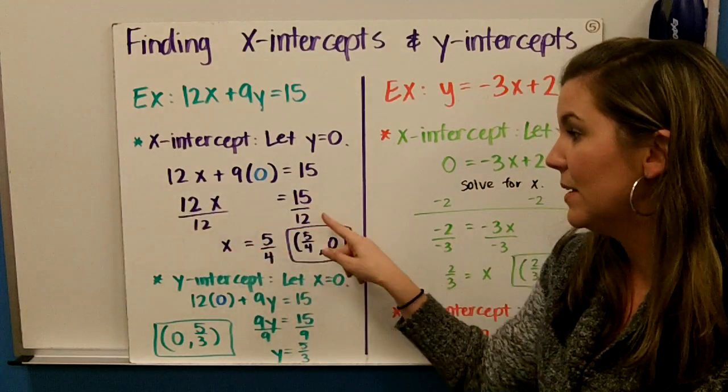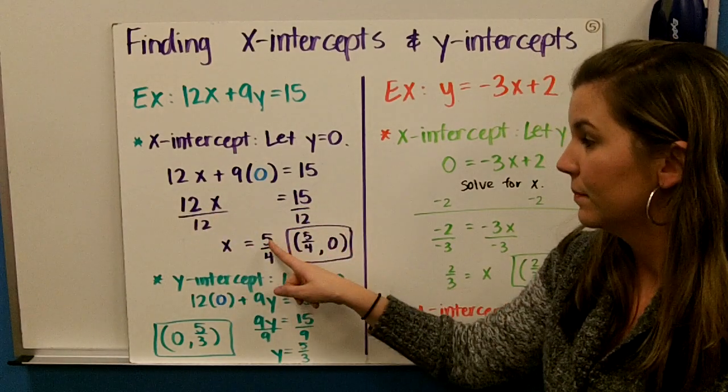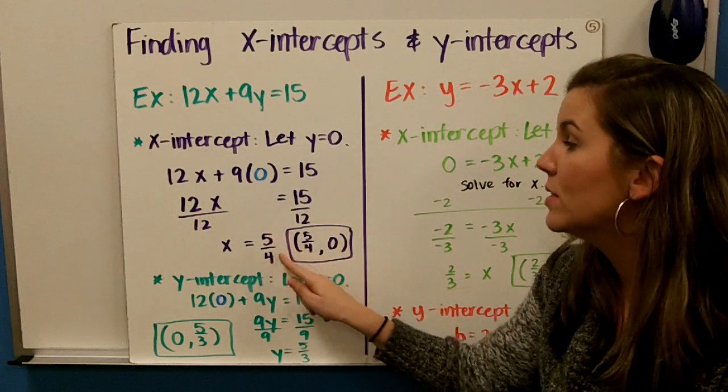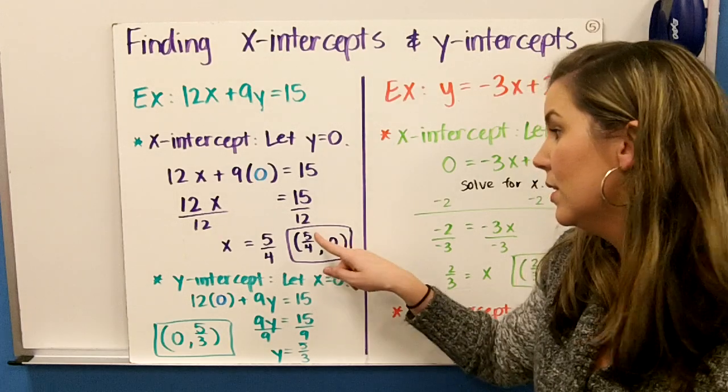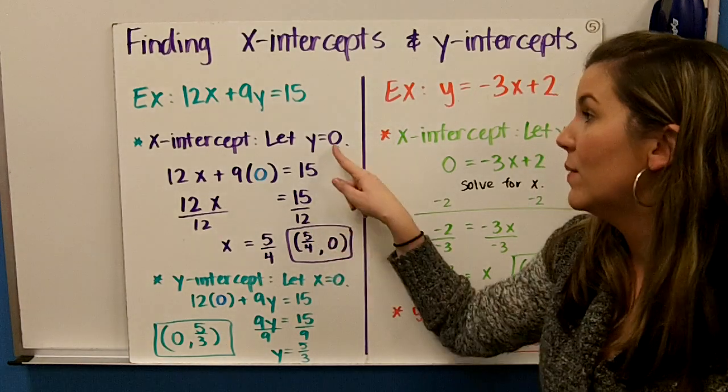Then divide both sides by 12 and simplify. 5/4. 5/4 is our x value. Remember, x-intercepts and y-intercepts are ordered pairs. So here's our x value, and we said y was 0.